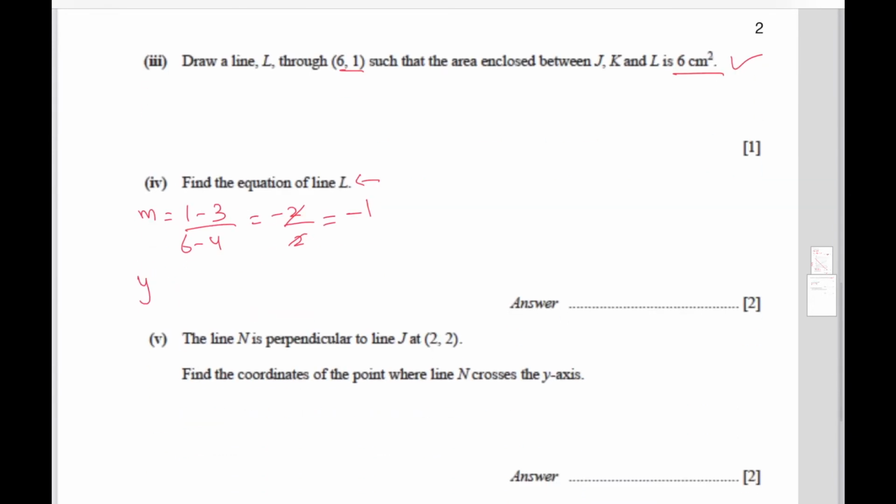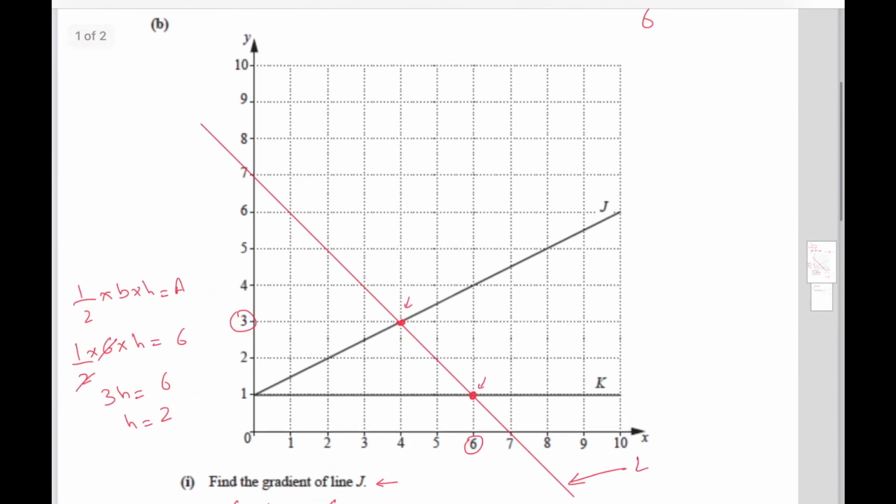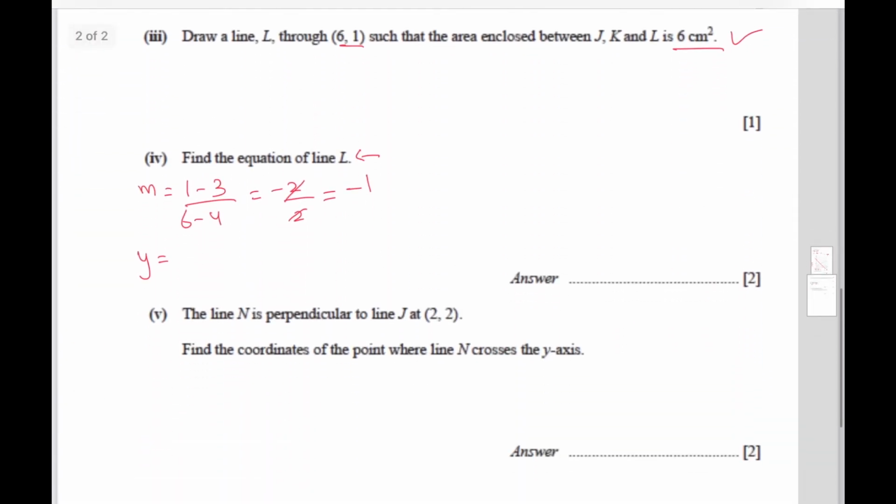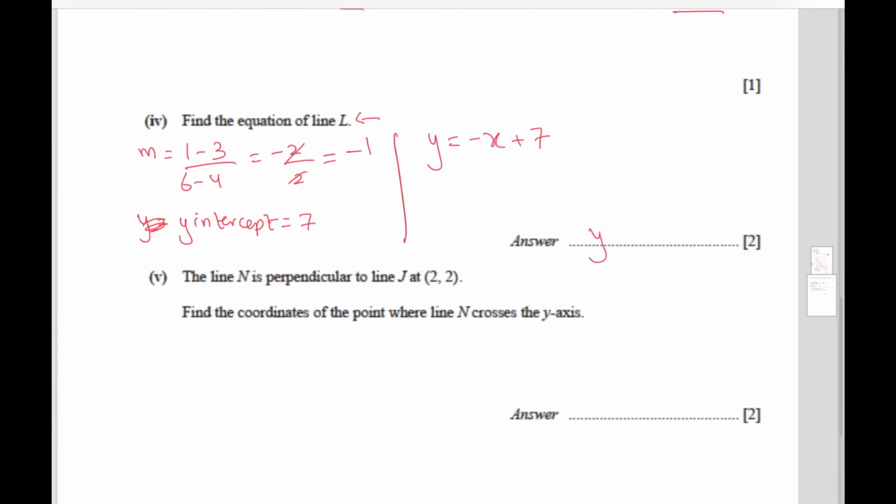The y-intercept in this case is going to be this point right here, which is 7. So let's write the y-intercept over here. This is going to be 7. So our equation is simple then. y equal to negative x plus 7. So we write it over here. y equal to negative x plus 7.